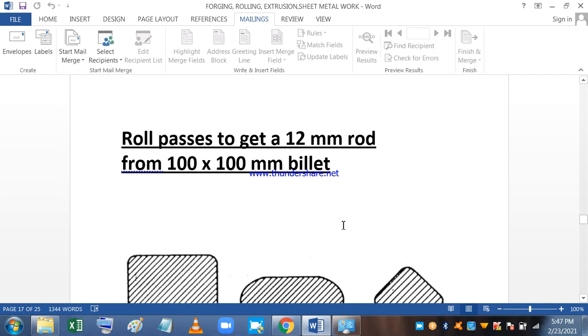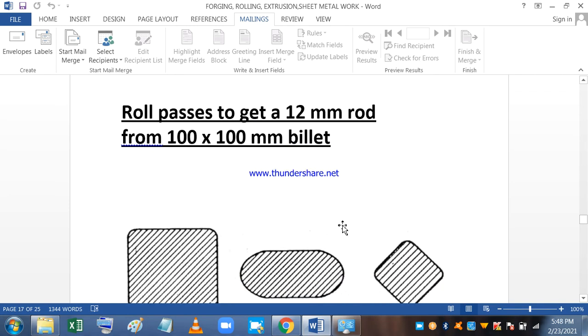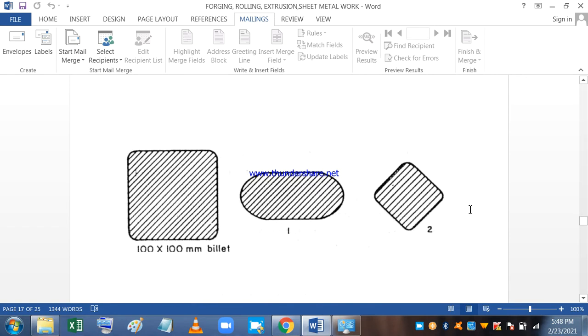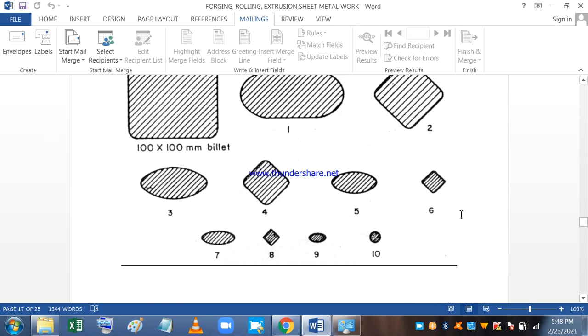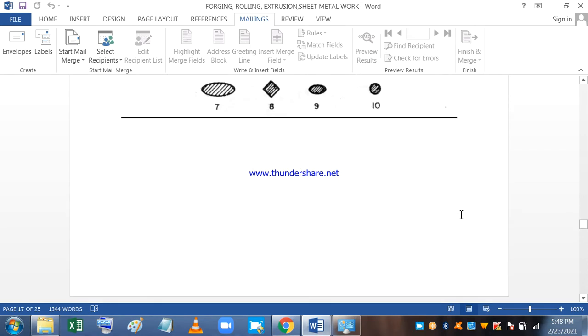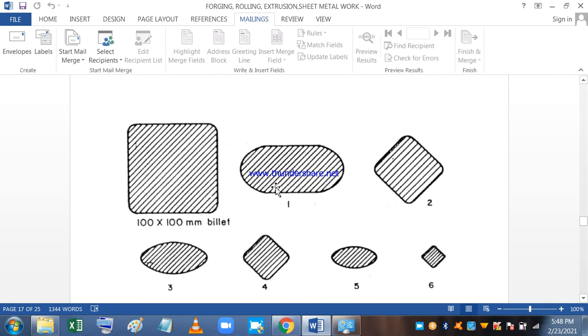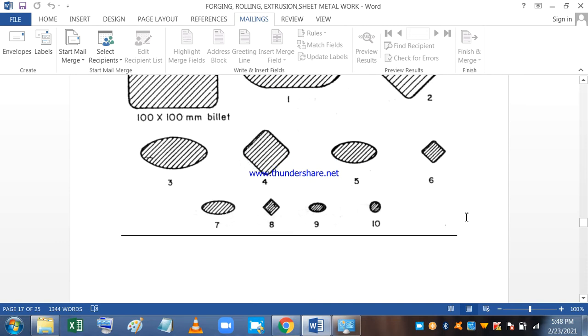Now here we are showing the progressive rolling of a 12 millimeter rod from a 100 by 100 millimeter billet. You see the 100 by 100 millimeter billet has a cross section like this. Then 1, 2, 3, 4, 5, 6, 7, 8, 9. After 10 stages, it becomes a wire rod. These are all in hot condition. The roll pass is designed in this form, and the gap between the two rolls takes this form so that the output material on the other side takes the shape.